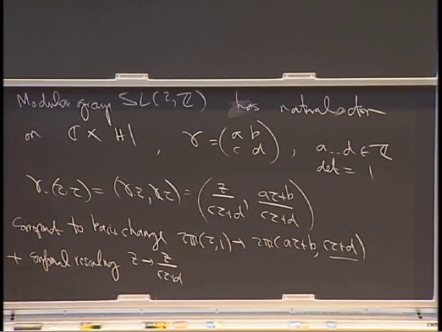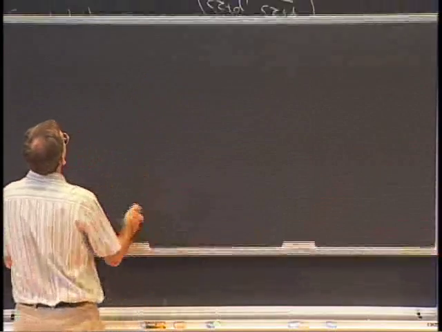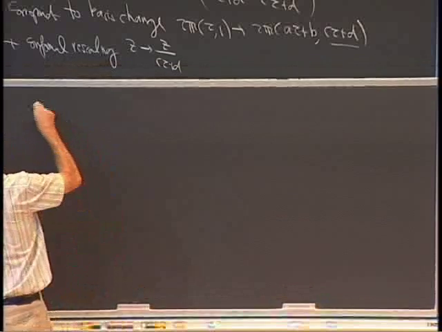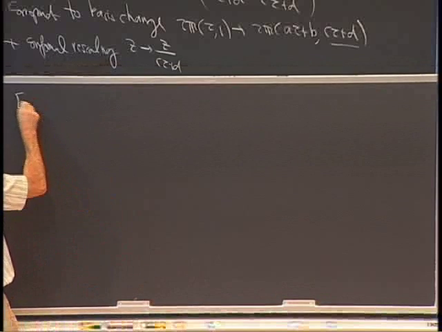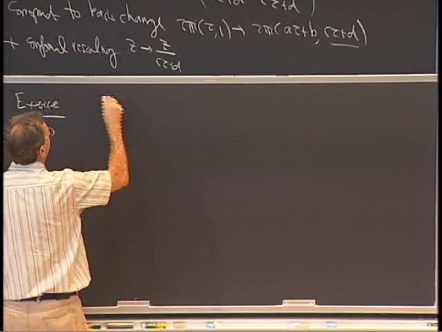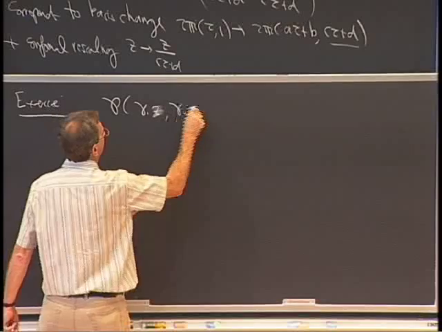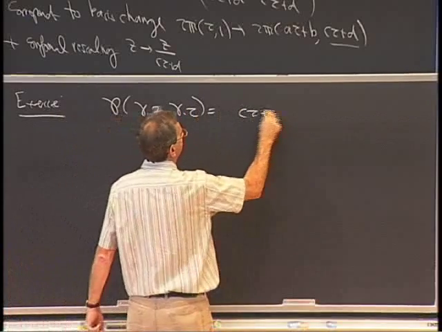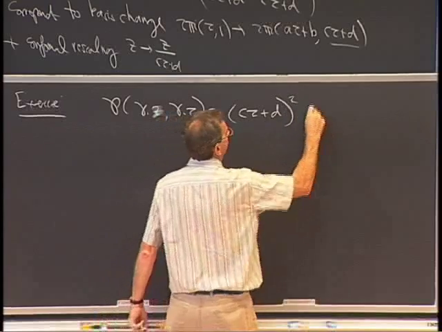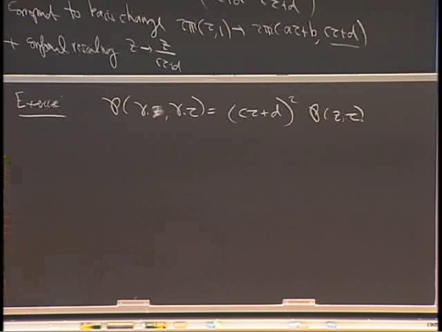So it's very easy to see the following under this modular transformation. You can do this as an exercise if you want. Okay, just quoted there: p of gamma z, gamma tau equals c tau plus d squared times p of z, tau. So the Weierstrass function behaves in that way under a modular transformation.